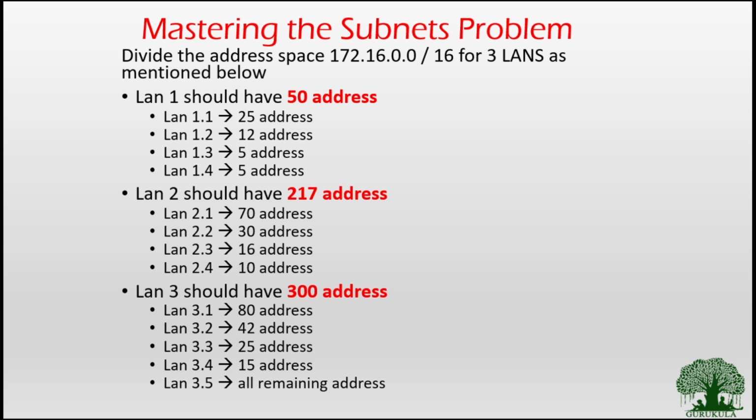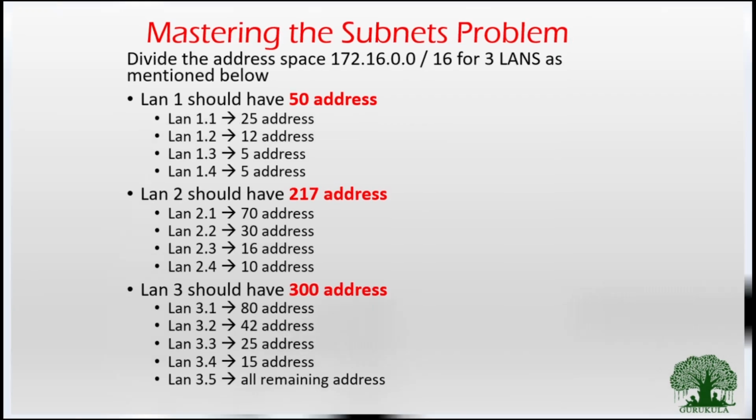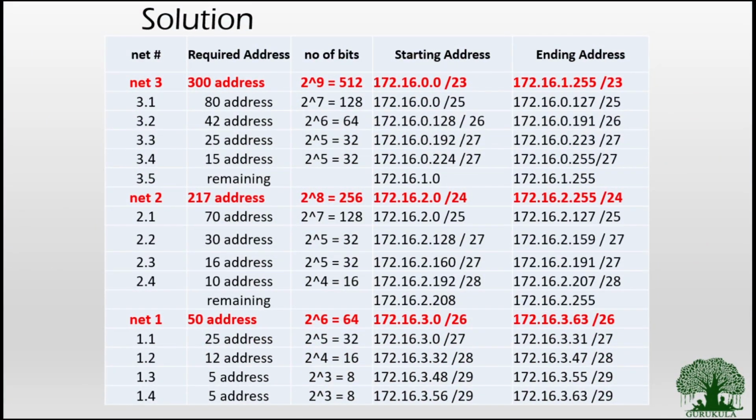The given address space is 172.16.0.0, the same class B address space. First of all, you are expected to divide this into 3 subnets, and then each of the 3 subnets will have to be further divided into 4 subnets each. Right? That is the requirement, and the procedure remains the same. This is the answer table for the previous problem, and you can pause the video here and go through it.